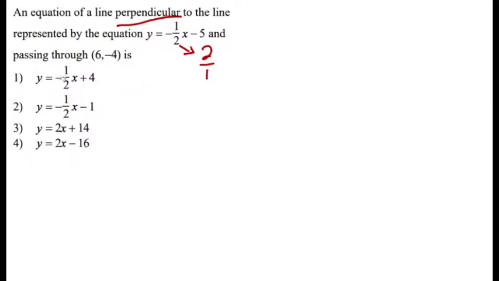So again, we look at these multiple choices, and since this says -1/2 and this says -1/2, these two are out. Those would be equations of lines that are parallel to the original. So now it's between 2x plus 14 and 2x minus 16. We're going to do the same process again. We're going to start with y equals 2x plus b, because we need to find the y-intercept.